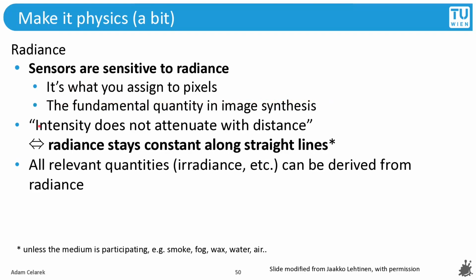Intensity does not attenuate with distance. This is what we learned. Light travels in straight lines. All relevant quantities, irradiance, etc., can be derived from radiance.